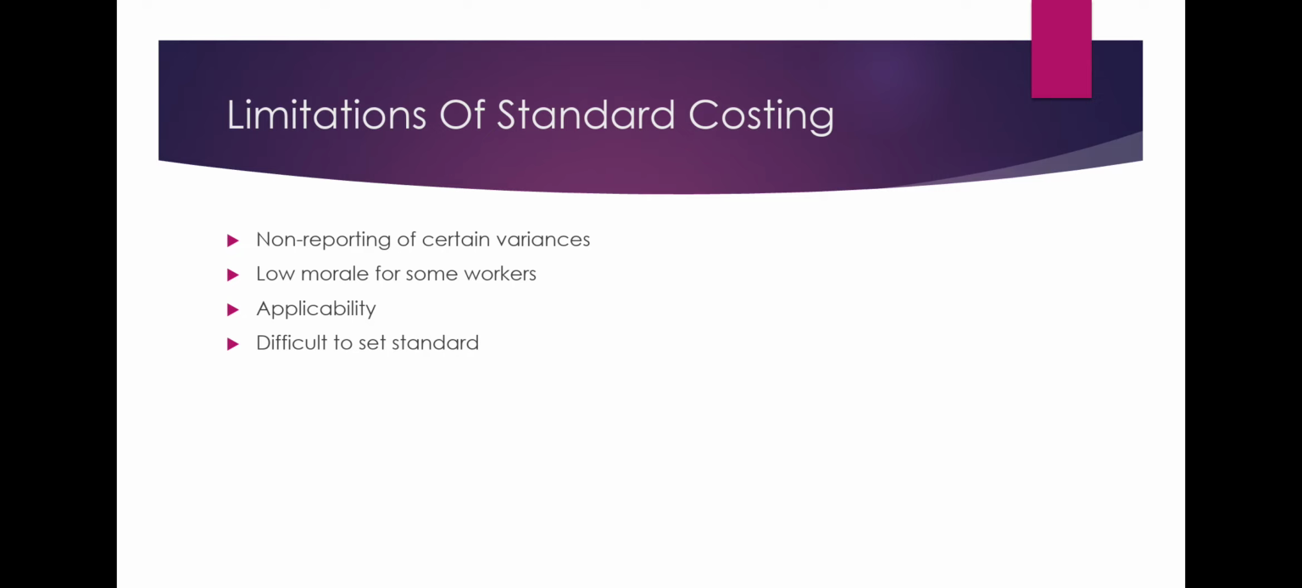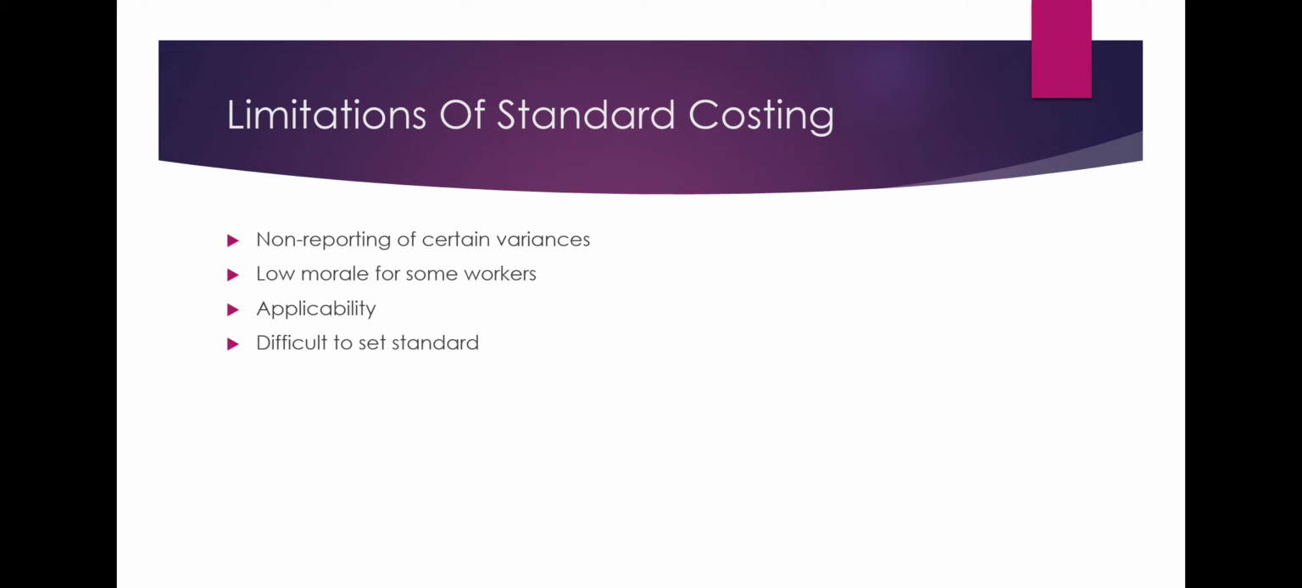Next, we have the limitations of standard costing. The first one is non-reporting of certain variances. Workers do not always report all exceptions or variances. If management only investigates unusual variances, workers may not report negative exceptions to the budget or may try to minimize these exceptions to conceal inefficiency. Workers who succeed in hiding variances diminish the effectiveness of budgeting.